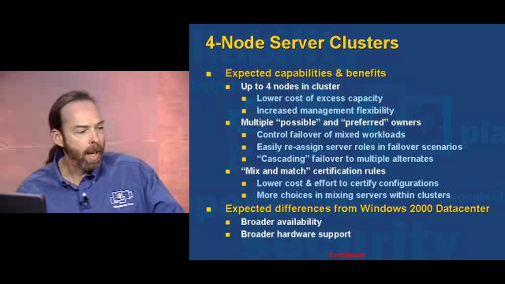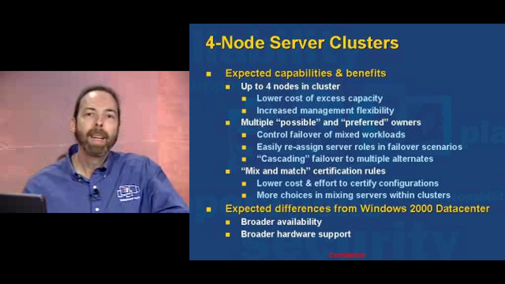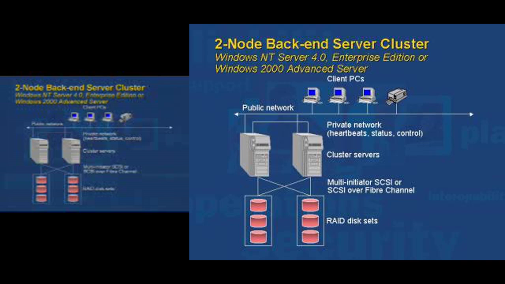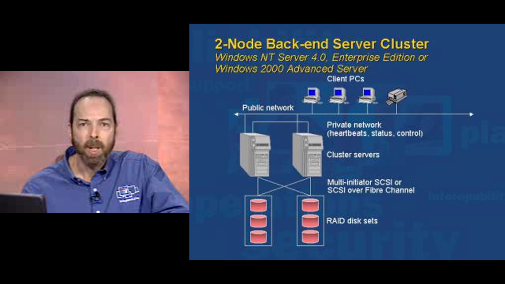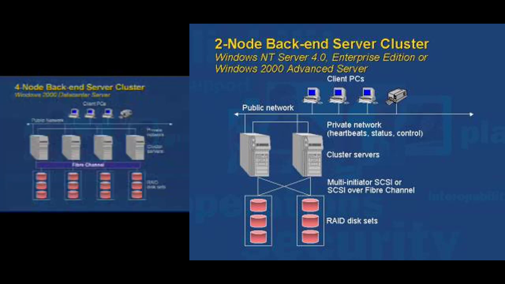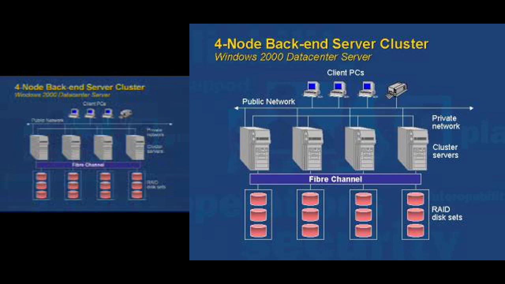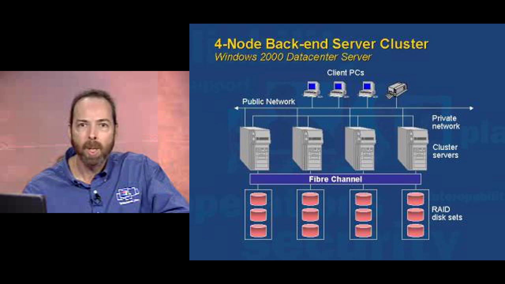So back to our slides. I have a picture of a 2-node cluster. Okay, you've all seen this before, nothing new. Now, when I go to the picture of the 4-node cluster, there's only one difference I wanted to point out, and that is the connection between the servers and the disk is only fiber channel in 4-node. With 2-node, we'll support standard copper SCSI connections, but with 4-node, we're only going to support fiber channel connections.